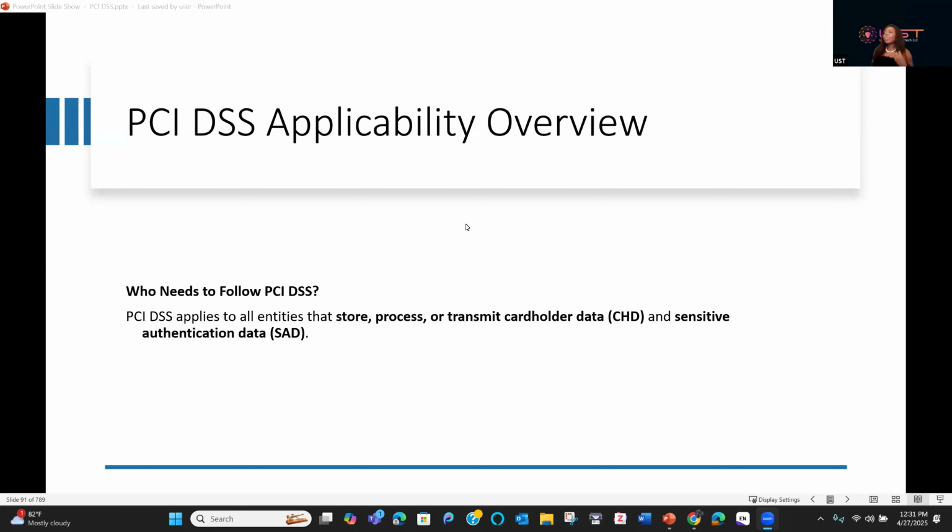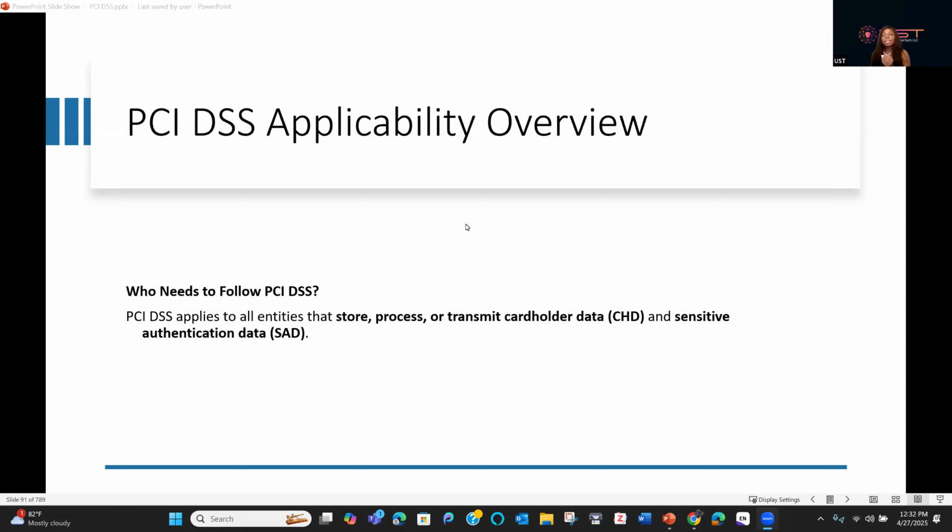All right, everyone. Welcome to the PCI DSS applicability overview. We've covered the requirements and the goals, what it entails. Now, as I said, welcome to PCI DSS training. Remember, we were talking about cardholder data and authentication data, but we need to define those first. Who needs to follow PCI DSS?